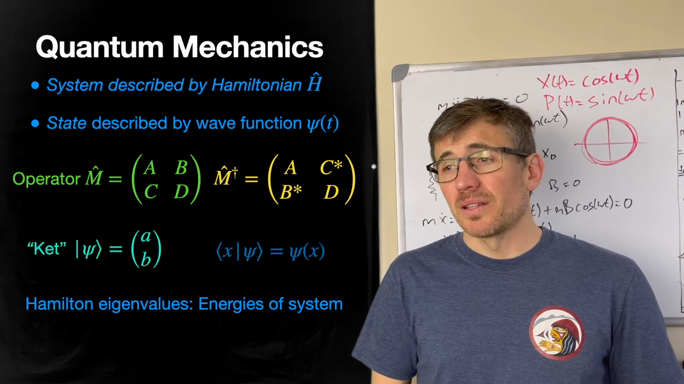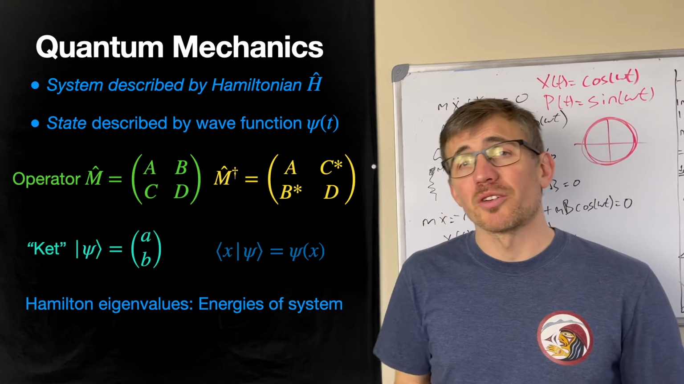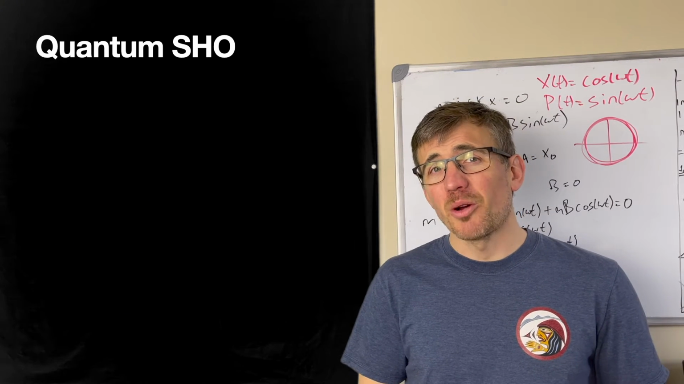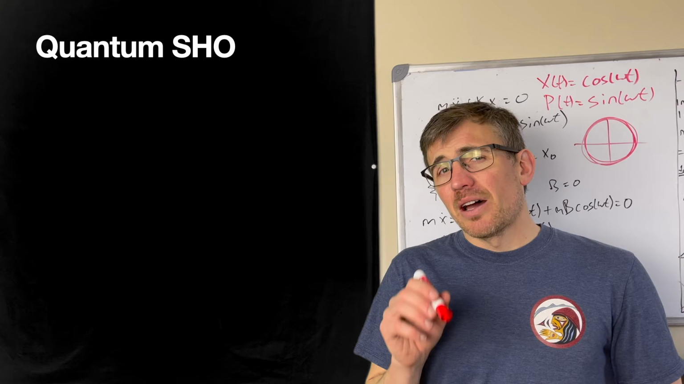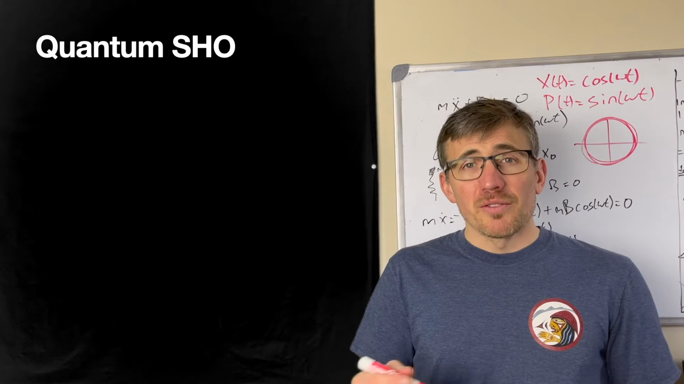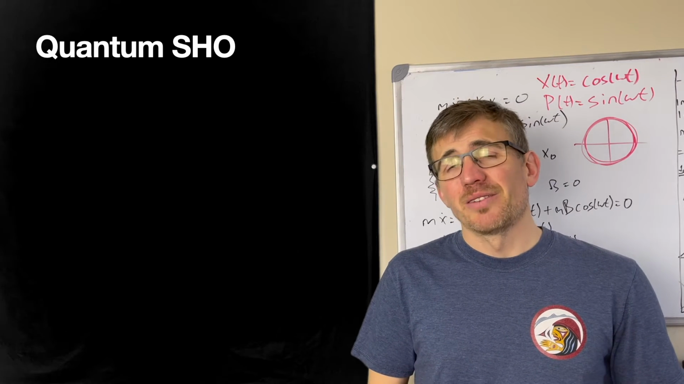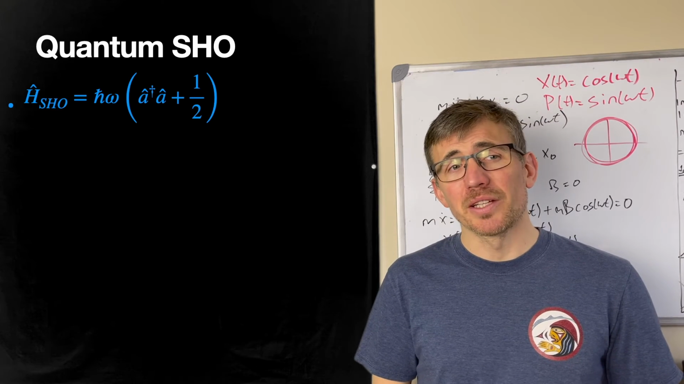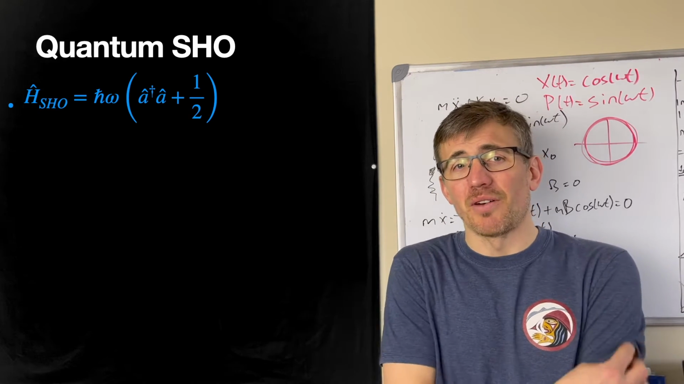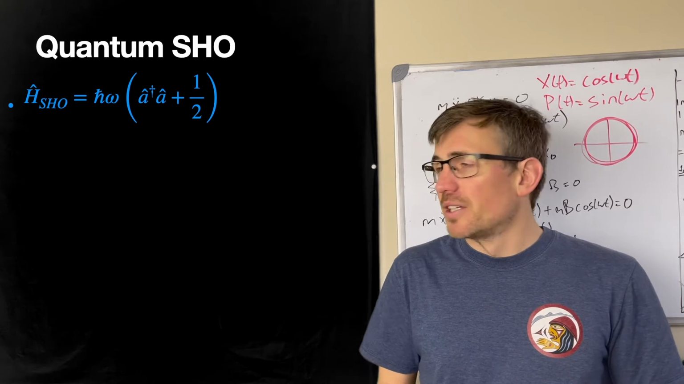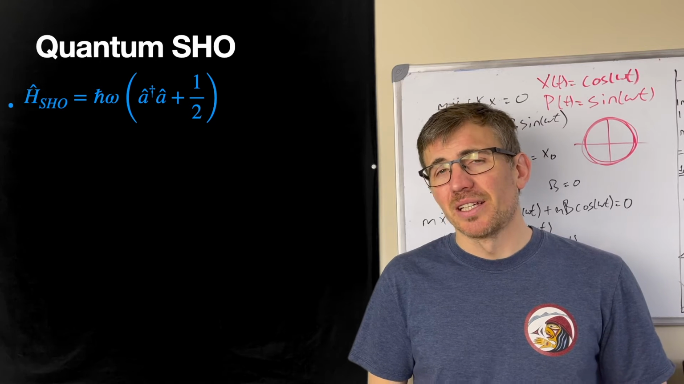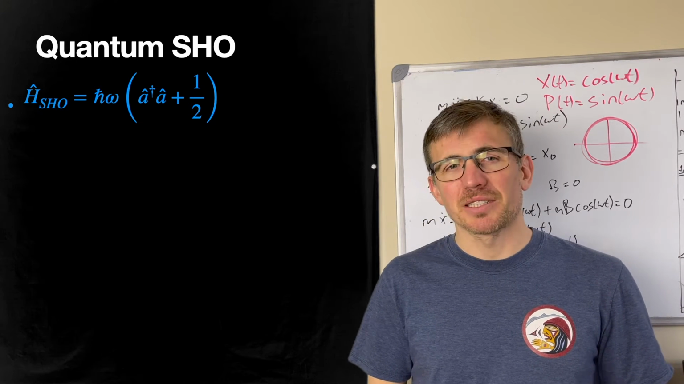Okay, so let's move on now to the quantum version of a mass on a spring, of simple harmonic oscillation. So the quantum harmonic oscillator. Now, you may or may not have seen this before. If not, you'll see it in 323, I believe. The quantum harmonic oscillator has a Hamiltonian described by this. So we have to define what these things are. So h bar omega, which is an energy, by the way, if we look at the units of that, times a dagger a plus a half.